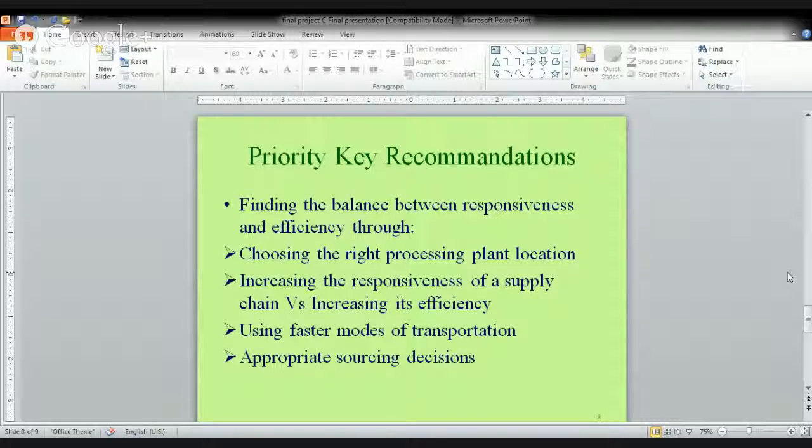Using faster modes of transportation increases the chain's responsiveness, while using slower modes generally increases efficiency. So these are several examples, including appropriate sourcing decisions, such as buying from other farmers, that raise supply chain profit by assigning supply chain functions to the right party who brings higher economies of scale.